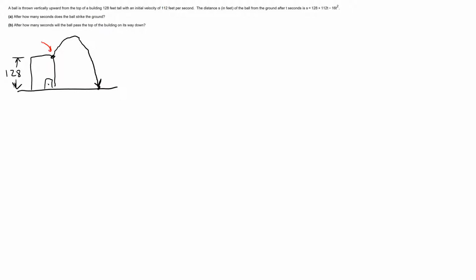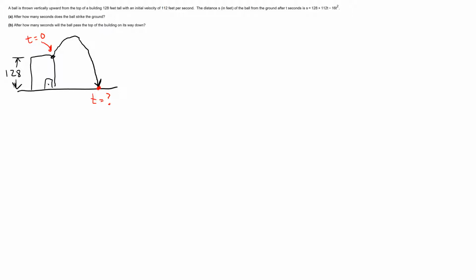This right here is where the ball is at time 0, at t equals 0. This point right here is when the ball hits the ground. We currently don't know that time. Part A wants to know, after how many seconds does the ball strike the ground?